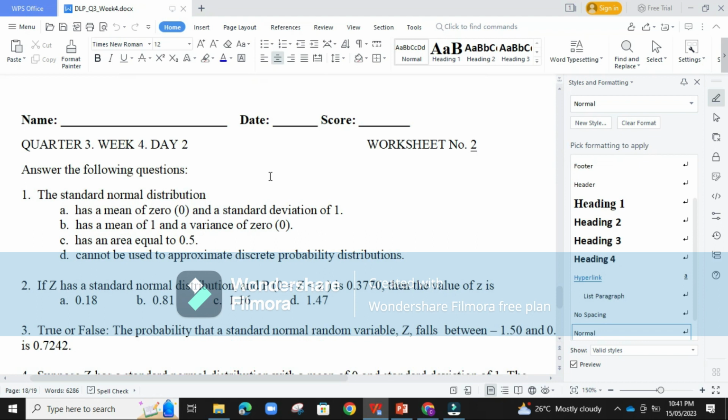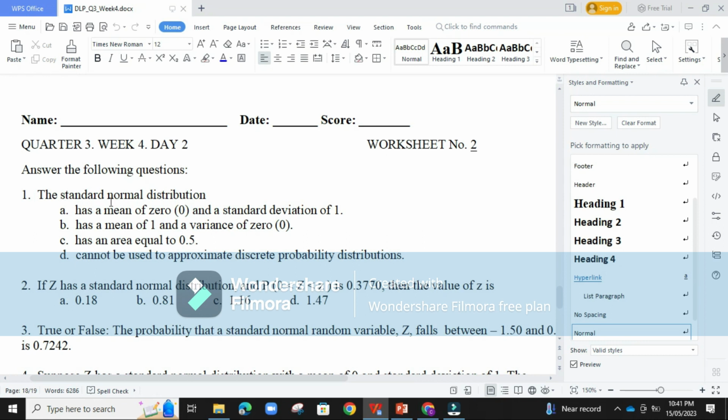this part. Okay. So, we are now on quarter 3, week 4, day 2, worksheet number 2. So, I will be reading the questions. So, answer the following questions in your activity notebook. The standard normal distribution, letter A. So, you have to copy and answer. Multiple choice. You just have to encircle.